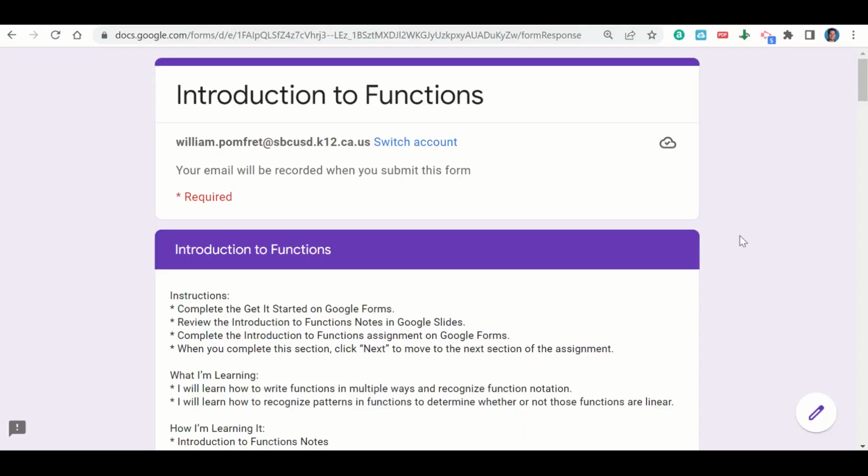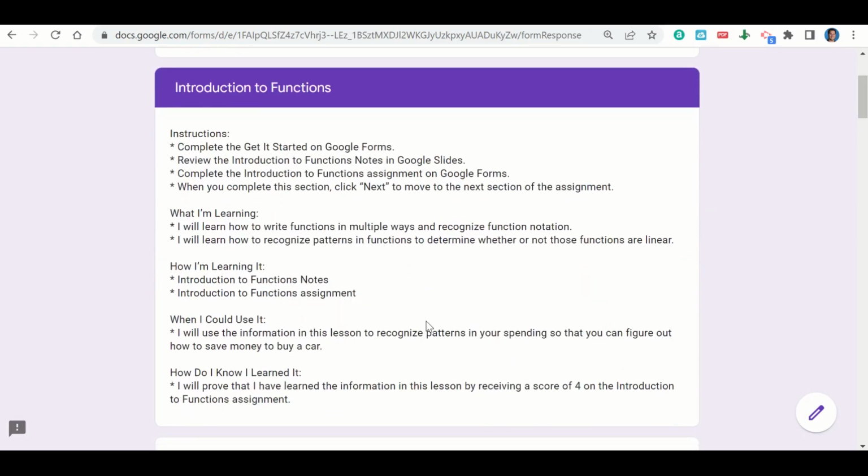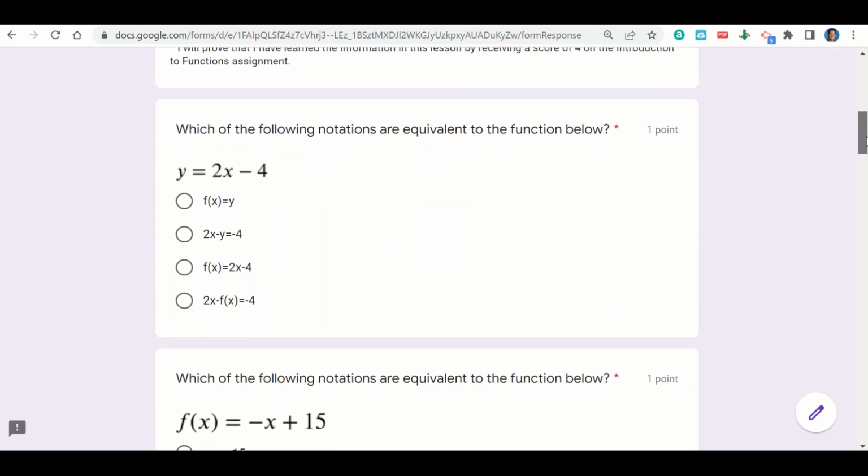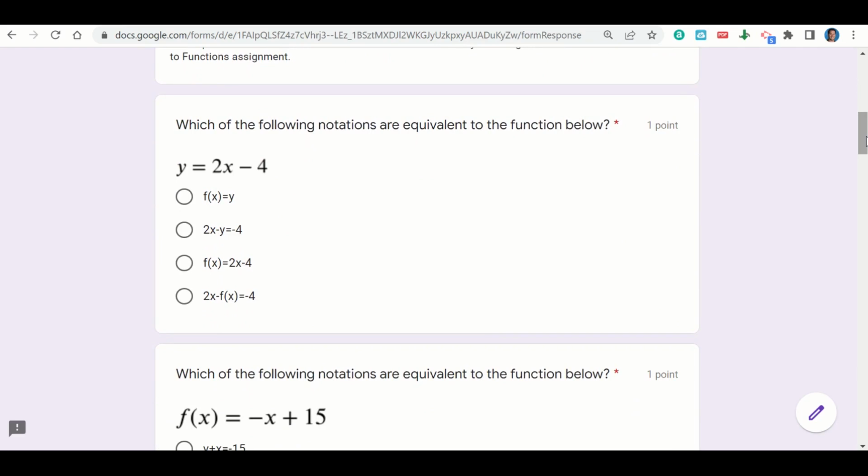Let's take a look now at the Introduction to Functions assignment. If you look at the assignment, at the top of the page, we have our learning goals and success criteria here. If you continue to scroll down, it asks the questions on functions. The first question says, which of the following notations are equivalent to the function below? So we have y equals 2x minus 4. What we should notice from our notes is that y and f of x mean exactly the same thing.